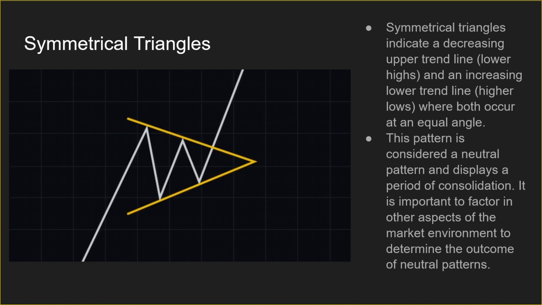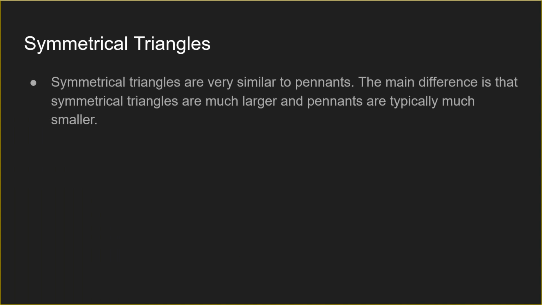It really depends on what direction price was coming from beforehand. Now, they can be considered similar to pennants. The main difference between symmetrical triangles and pennants is that symmetrical triangles are much larger and pennants are much smaller in size. So maybe we see some sort of symmetrical triangle where we're seeing rather large volatility in these price swings that are slowly decreasing and entering some sort of converging focal point.